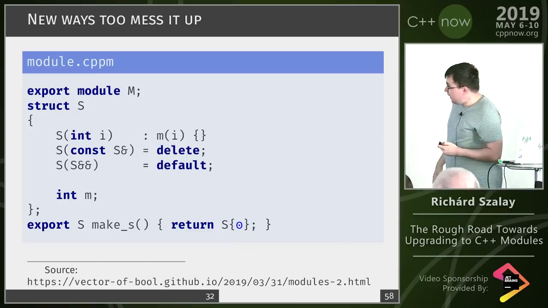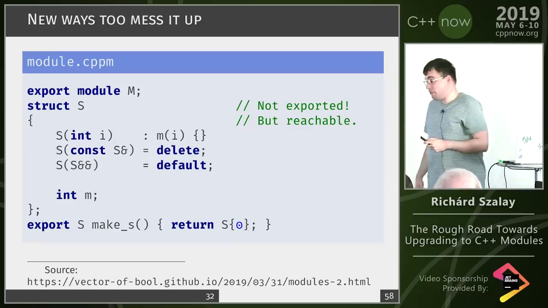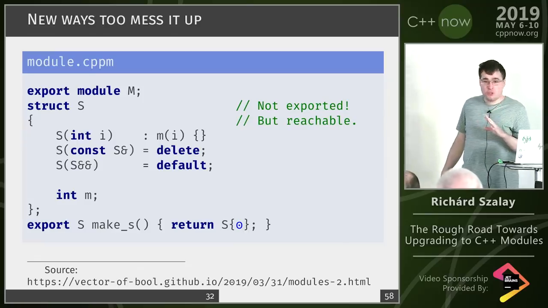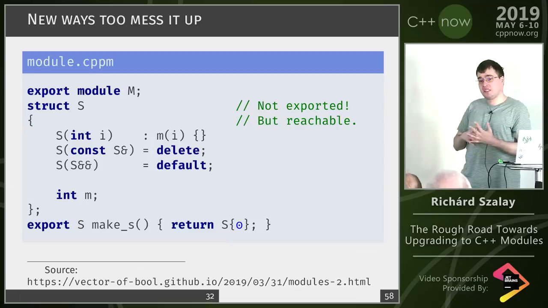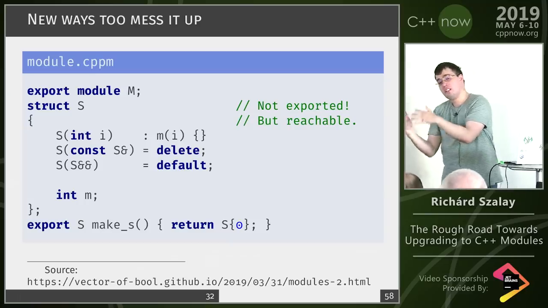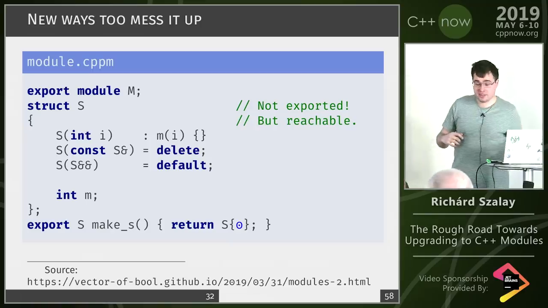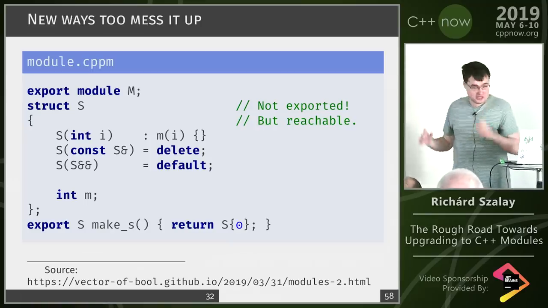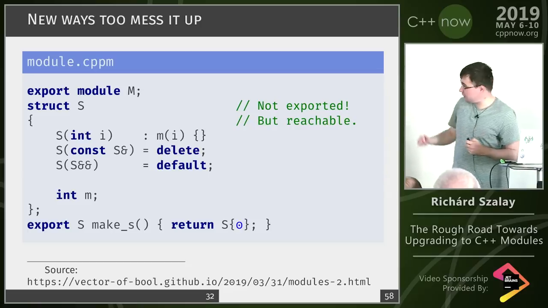Now, there are two new concepts, visibility and reachability. So the weird thing about this code is that struct S is not part of the module's visible or nameable interface. But it is reachable, which is a whole new concept in the standard. We will see what's the difference.